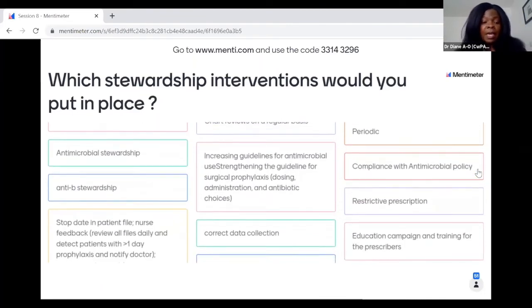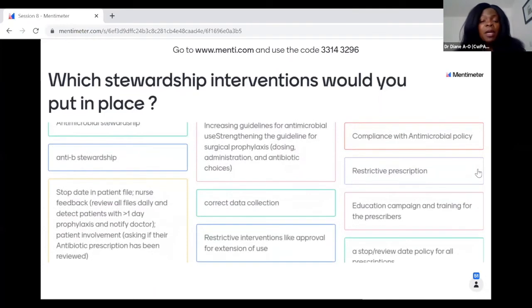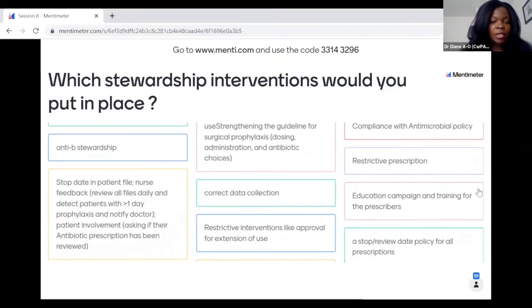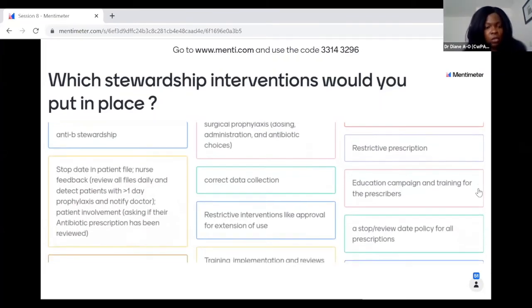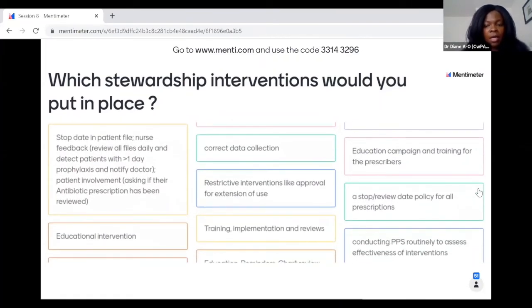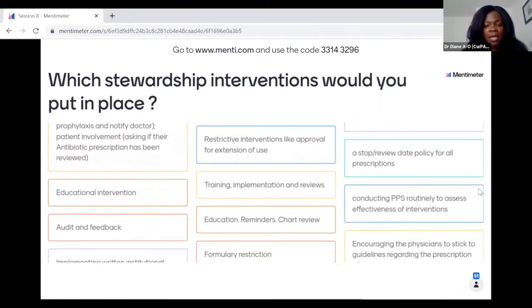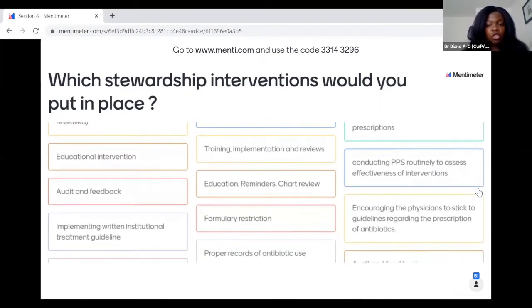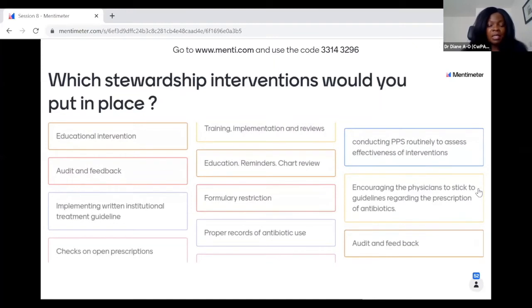Restrictive prescriptions, yes. So for the reserve antibiotics, you can do a restrictive guideline, which says if you want to prescribe these antimicrobials, you need to get permission first, as an example. And approval, that's it. Approval for extensive use. Training, again, conducting PPS routinely, formulary restriction, encouraging physicians to stick to guidelines.